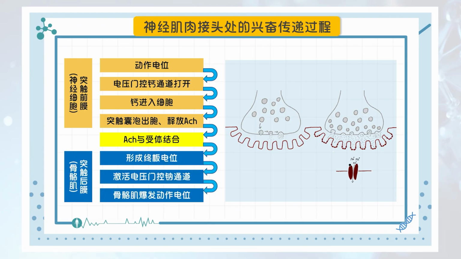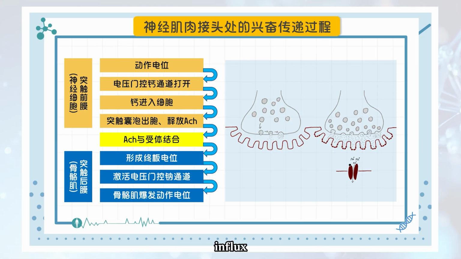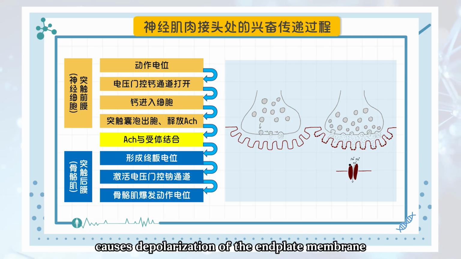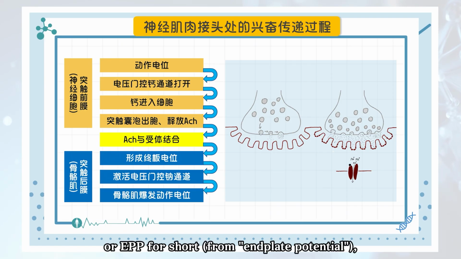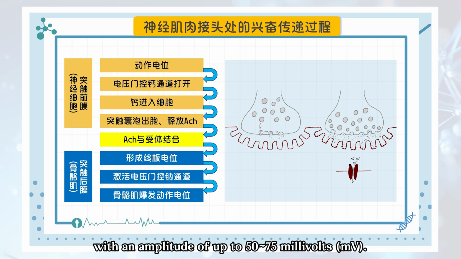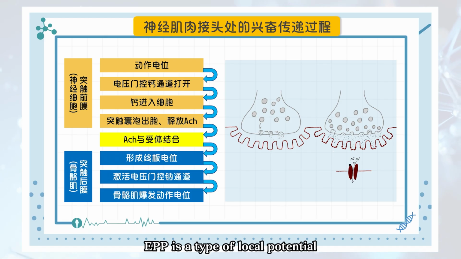Type N ACh receptor cation channels mainly allow Na influx. The net influx of Na causes depolarization of the end plate membrane, and this potential change is called the end plate potential, or EPP for short, with an amplitude of up to 50-75 millivolts (mV). EPP is a type of local potential.